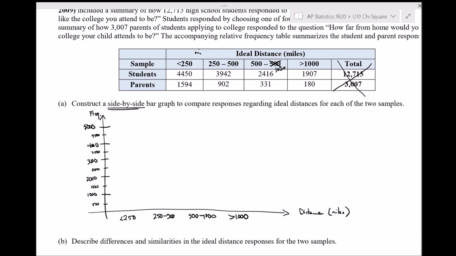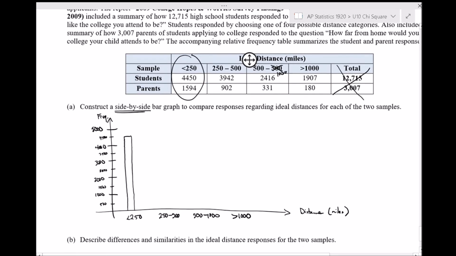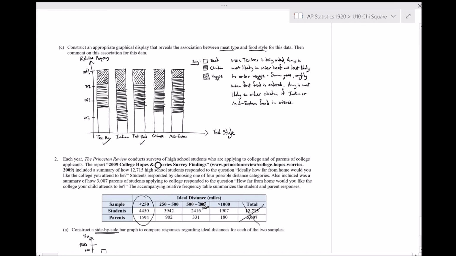And yeah, so then for the first category, less than 250, we have 4,450 for students. So 4,450 is really close to that 4,500 mark. So I have a bar here. And then the corresponding one for parents would be 1,594. And 1,594, that's significantly less than 4,450.